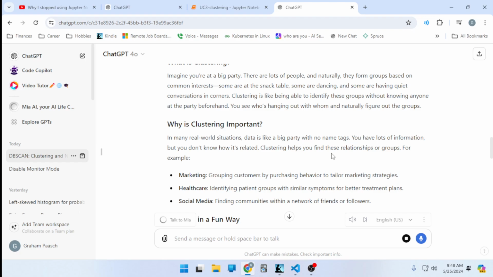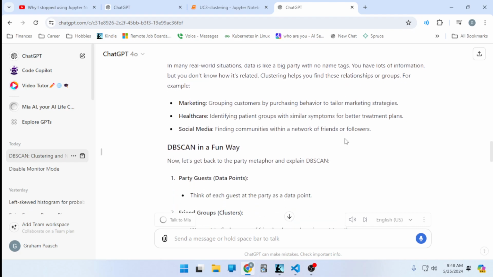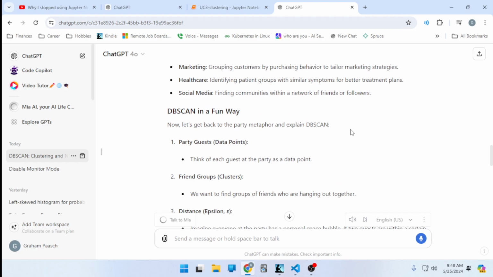Why is clustering important? In many real-world situations, data is like a big party with no name tags. You have lots of information, but you don't know how it's related. Clustering helps you find these relationships for groups. For example, marketing: grouping customers by purchasing behavior to tailor marketing strategies. Healthcare: identifying patient groups with similar symptoms for better treatment plans. Social media: finding communities within a network of friends or followers.